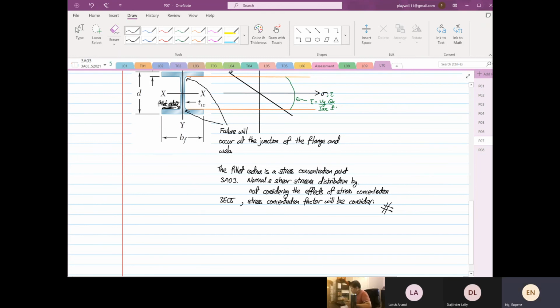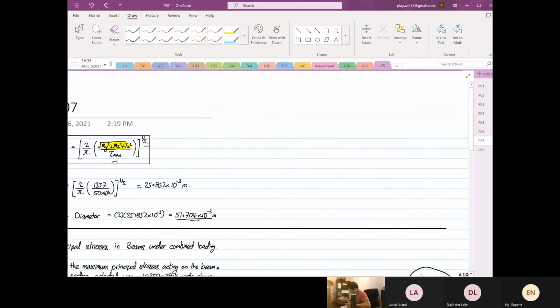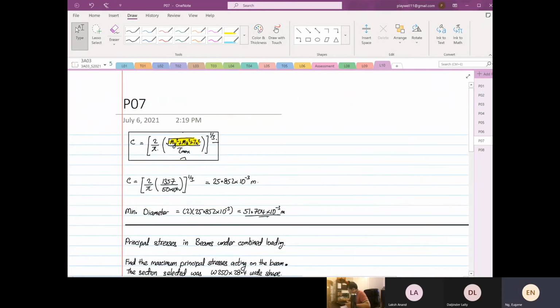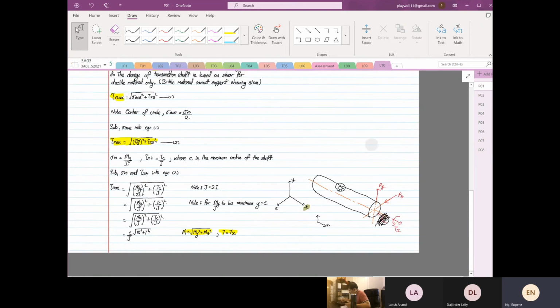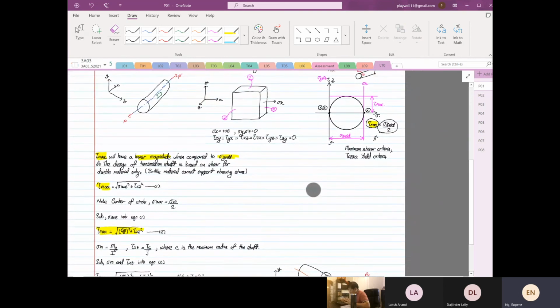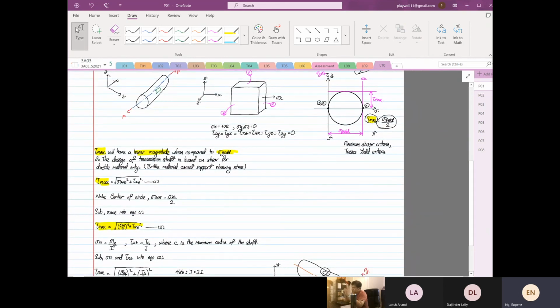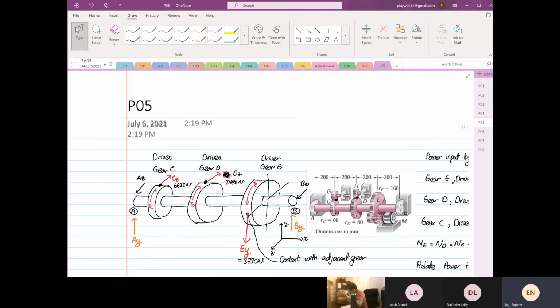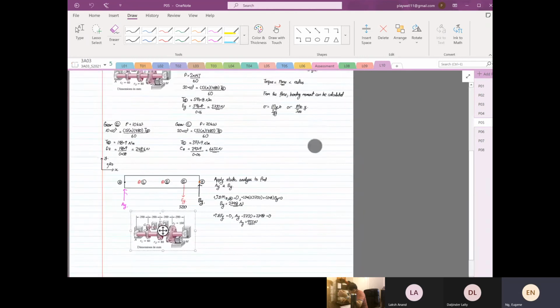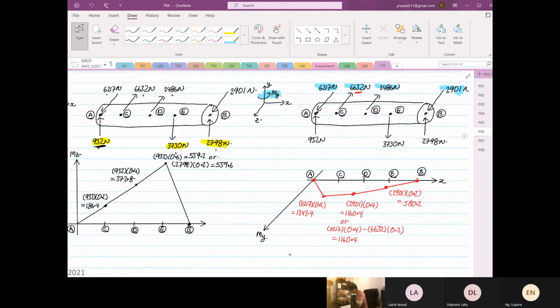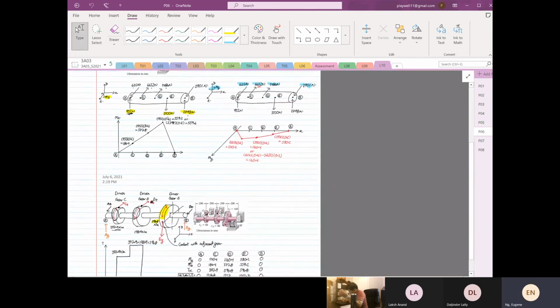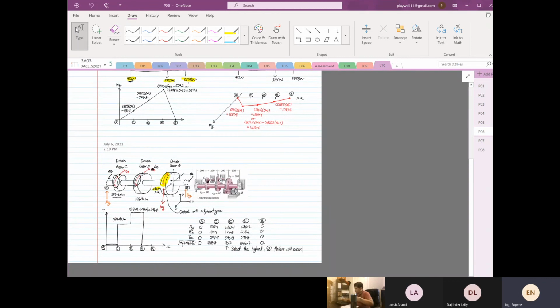Today, again, the main emphasis is on design of the transmission shaft. It's easy. The difficult parts are two things. One, you have to get the forces in the right direction. Two, you have to know how to calculate your moments and your torque.